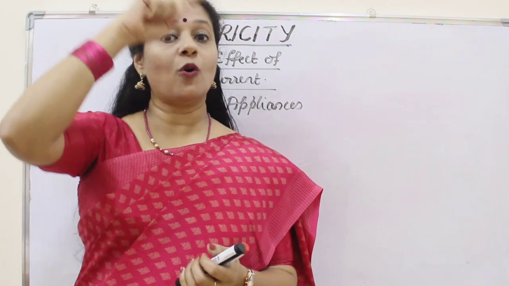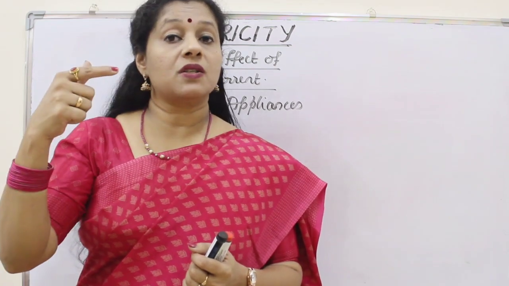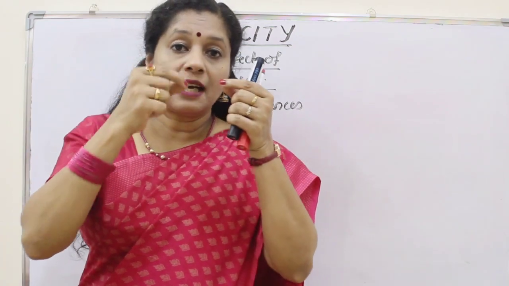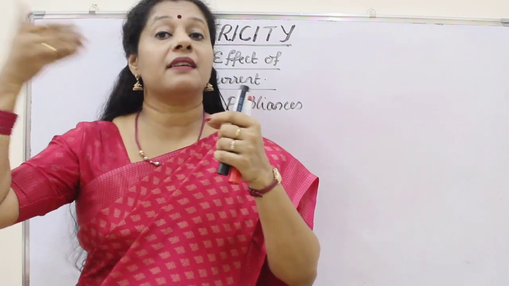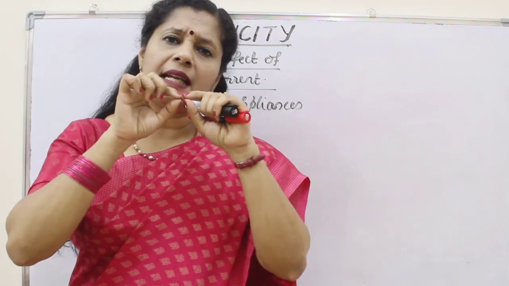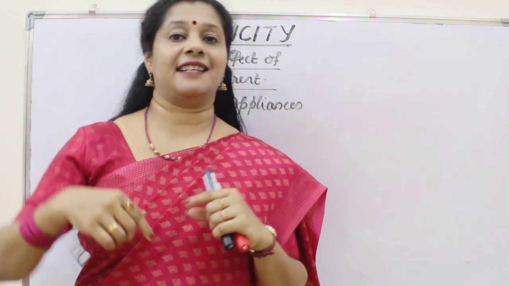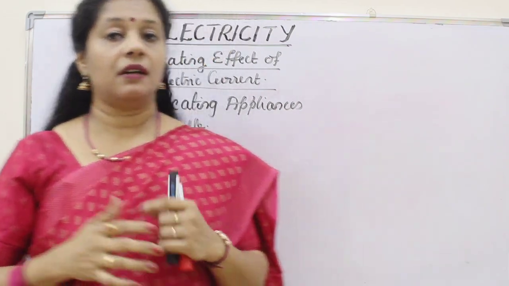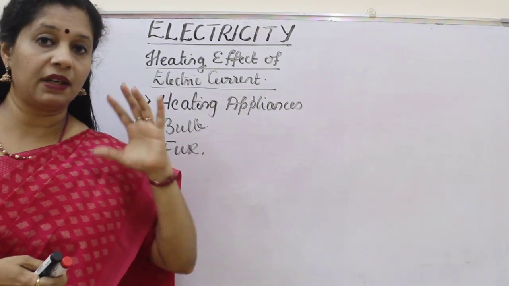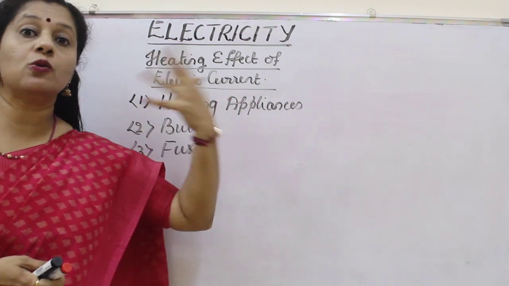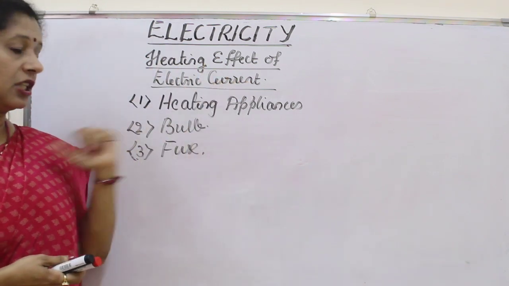Here we can correlate with the factors affecting resistance. We know when length increases, resistance also increases. So when they make a long coiled filament, the length is increasing, so definitely resistance will be high. Also they make it as thin as possible, because we know when area is decreased, resistance will increase. So that's the second application of heating effect. Though we are getting the output in the form of light, what are we using? The heating effect. The heat is used to make the filament glow in the presence of electricity.